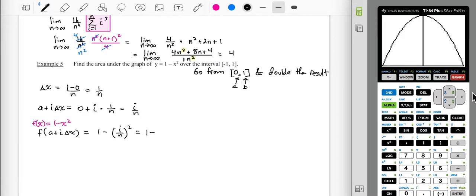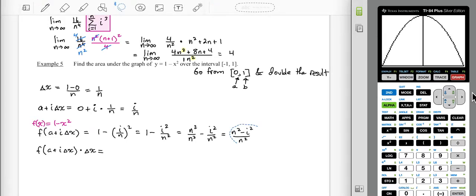So that's the same as 1 minus i squared over n squared. Now ultimately we have to multiply this by delta x, so it's in our best interest to get a common denominator here. So let's make this n squared over n squared minus i squared over n squared. So n squared minus i squared over n squared. All right, so then we're going to take that f of a plus i delta x, multiply it by delta x.